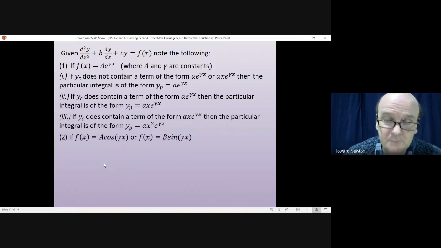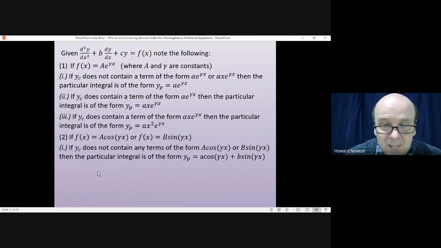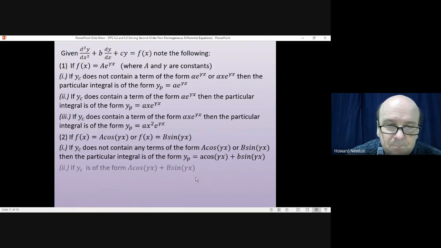If it's a trig function, either a cos lambda x or b sine lambda x. Again, if the complementary function doesn't contain any terms of the form a cos lambda x or b sine lambda x, then what we did before is fine. The particular integral will have the form yp equals a cos lambda x plus b sine lambda x.